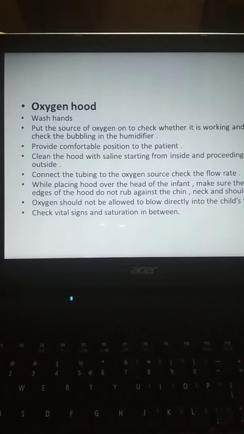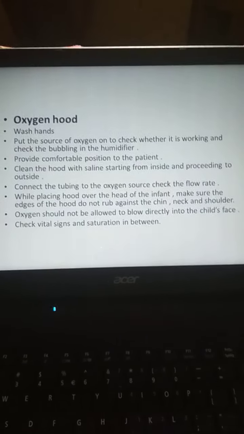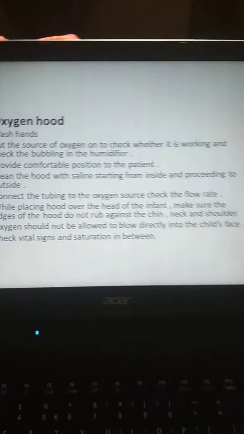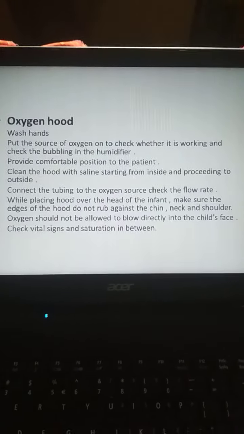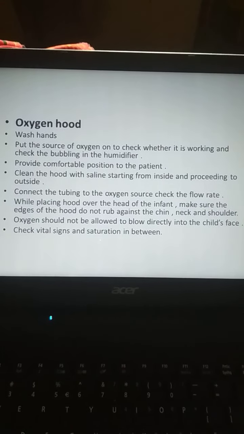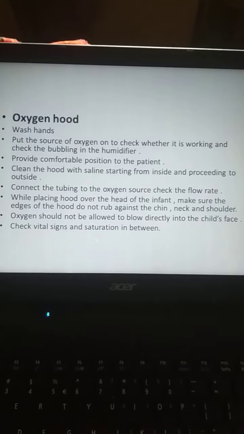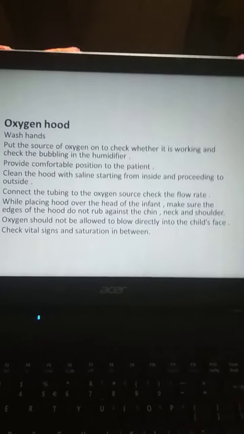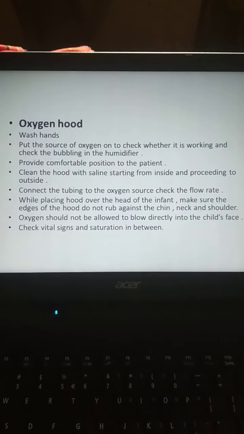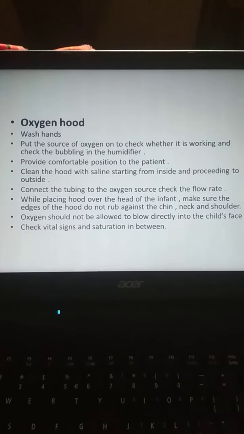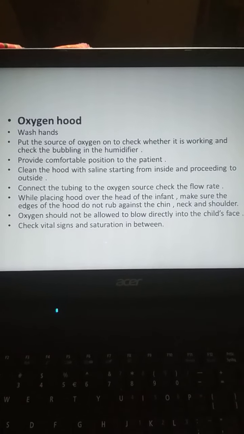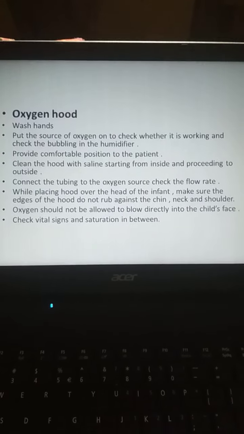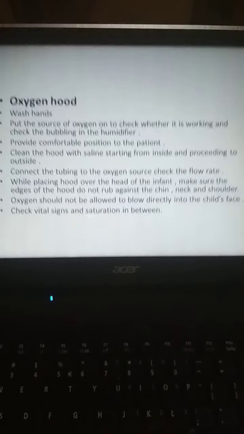Then, in case of oxygen hood, wash hands. Put the source of oxygen on to check whether it is working and check the bubbling in the humidifier. Provide a comfortable position to the patient. Clean the hood with saline starting from inside and proceeding to outside. Connect the tubing to the oxygen source.